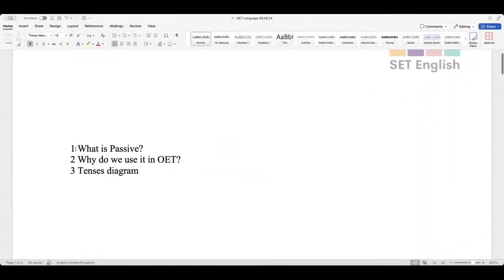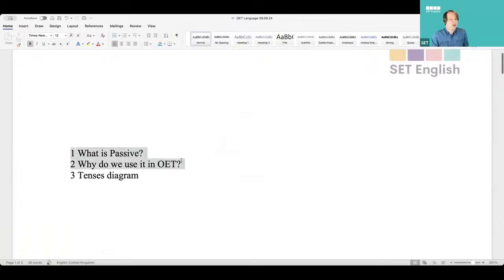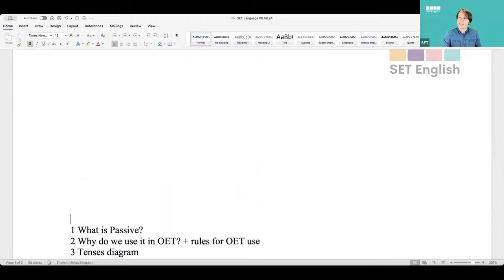Yes. Yeah, Tasnim, you've got that. So we'll start off with what is the passive, and then I'll talk about why you need to use it in OET. Also some rules for OET use. And then we'll make a tenses diagram. Okay, so that's what we're trying to do today. Let's start with a quick game though.